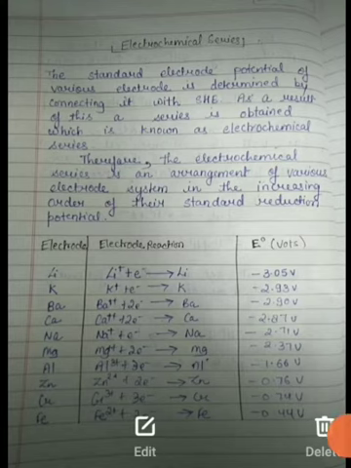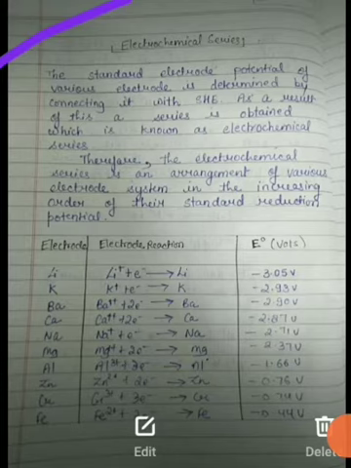You can also assume that the standard electrode potential of various electrodes is determined by connecting them with the standard hydrogen electrode. Earlier you know that the standard hydrogen electrode is a reference electrode, so when it is connected, the standard electrode potential of various electrodes is determined. So let us start. As our topic is the electrochemical series, it is simply when we connect a standard hydrogen electrode.